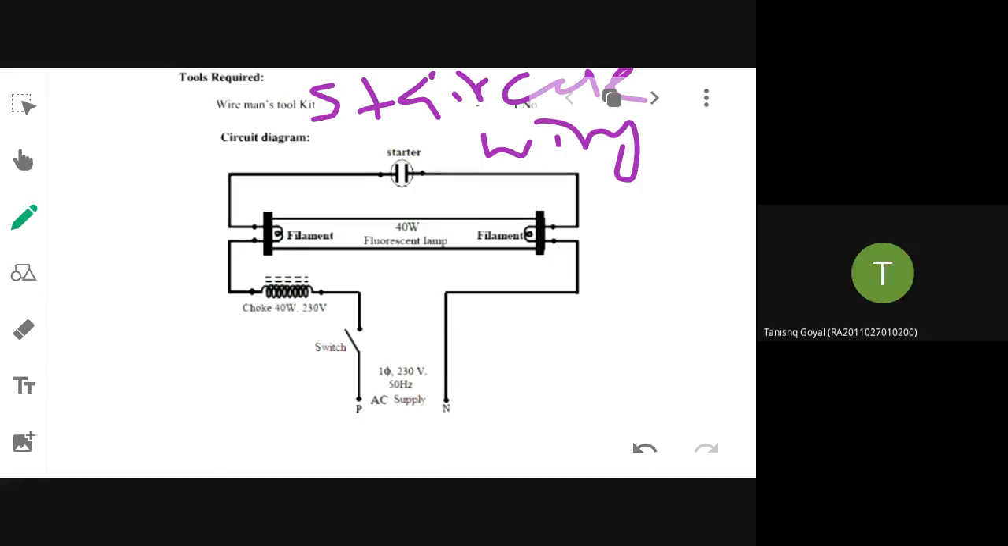Ma'am, only the starter is there. I think some of you know there is a choke. Have you seen the choke, and the capacitor to run it? Yes, sir. They tell, no. So you know how to connect. Yes, ma'am.